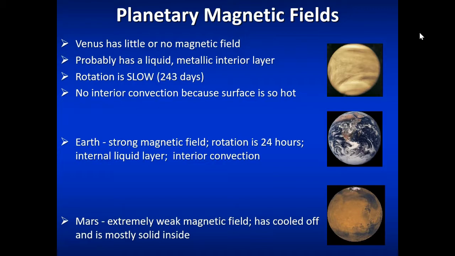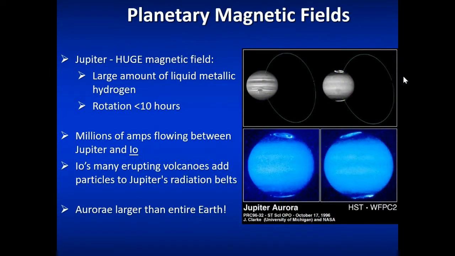Mars has a weak magnetic field. It's not very strong because it's cooled off inside. It's a small planet, not very much atmosphere. So all that interior heat is kind of dissipated off into space. Not much of a magnetic field.